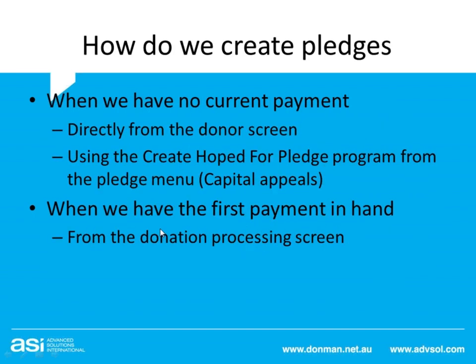How do we create pledges? I've divided this up into 2 situations: when we have no current payment, and when we have the first payment in hand. If we have no current payment, that somebody's just responding and telling us they want to make the pledge, we can do it as I've done it, directly from the donor screen, where I just created a pledge and put a future date in. Or I can use the Create Hope for Pledge program from the pledge menu, as I did when I was showing you the capital appeals.